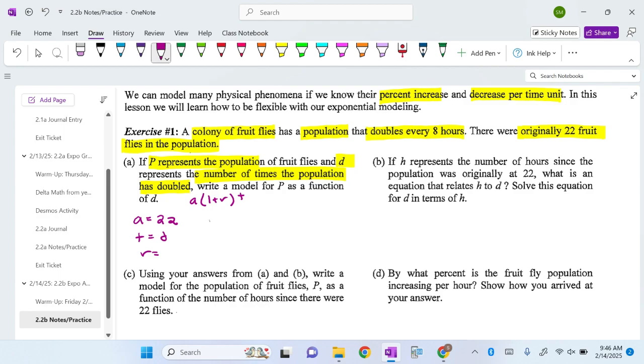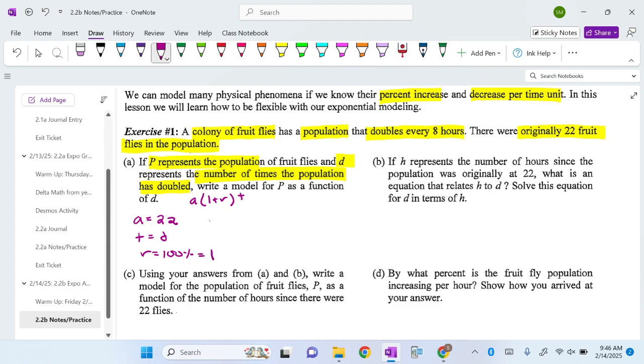Not 0. So think about it. If we're doubling the entire population, all right, that means what percentage are we increasing by? You're close. We're increasing by a rate of 100%. So your rate would be 100% or 1.